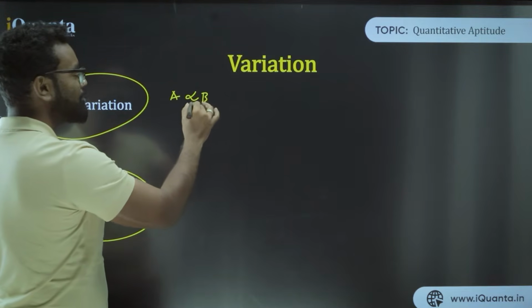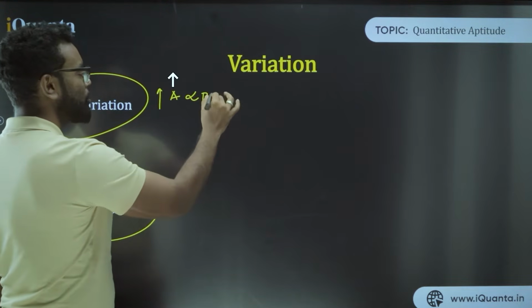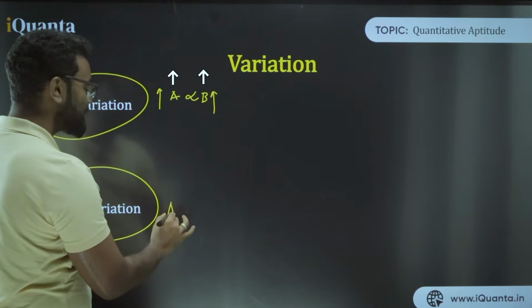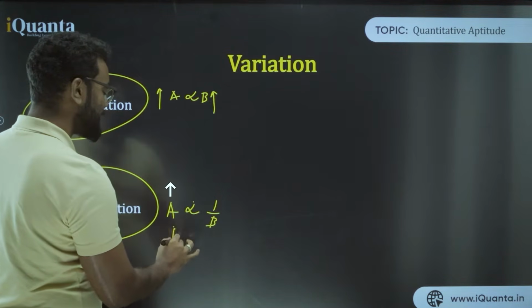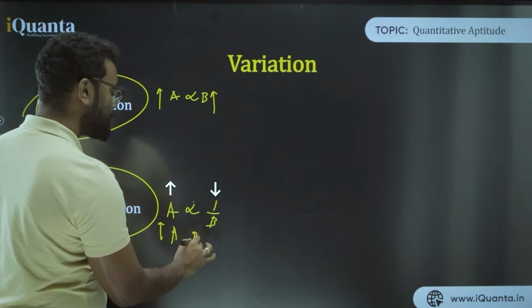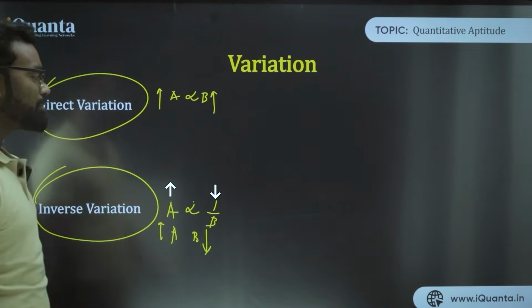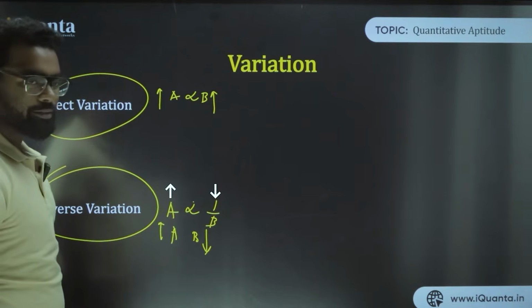That means if A increases, B will also increase. A inversely varies with B. That means if A increases, B will decrease. So that is inverse variation and that is direct variation, right?